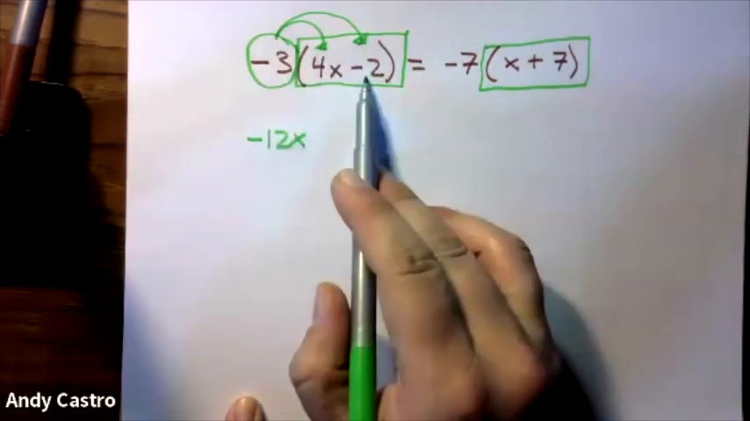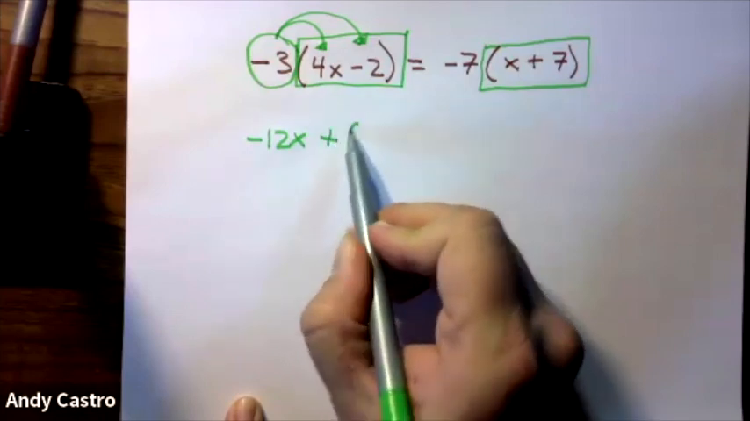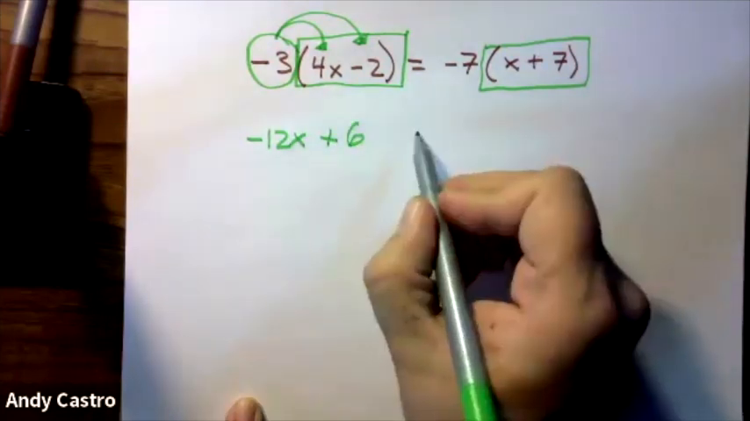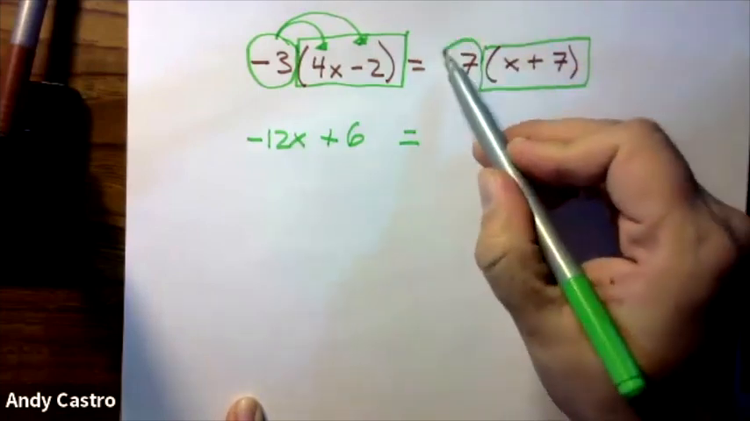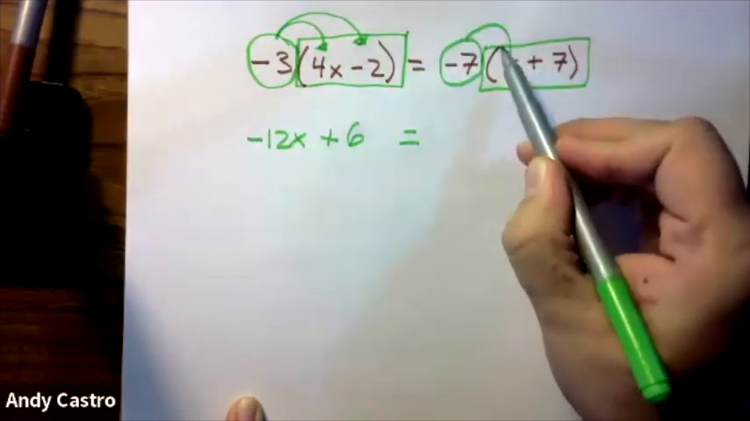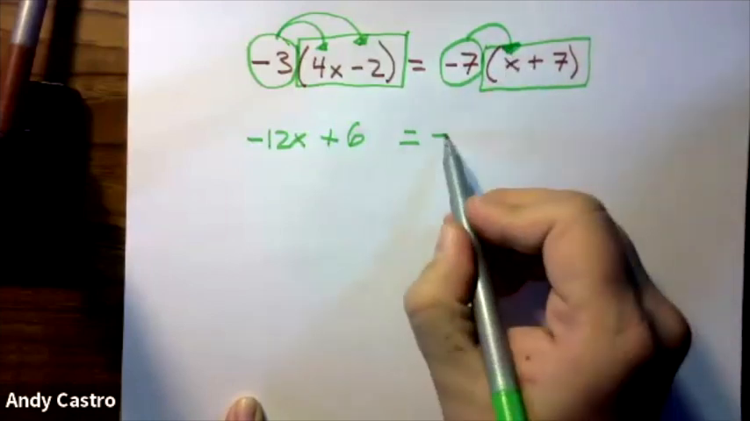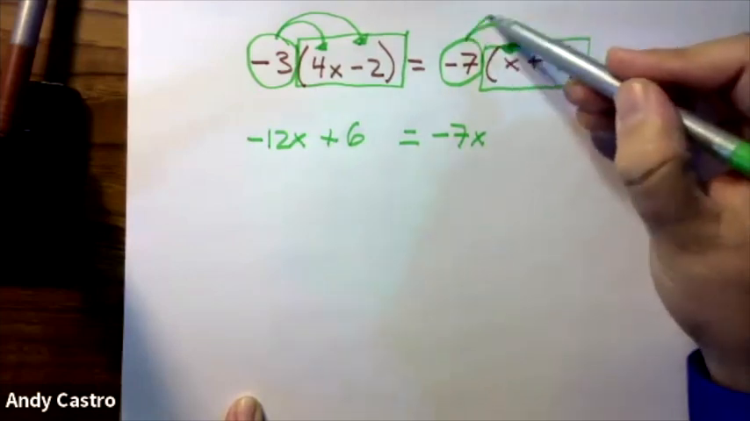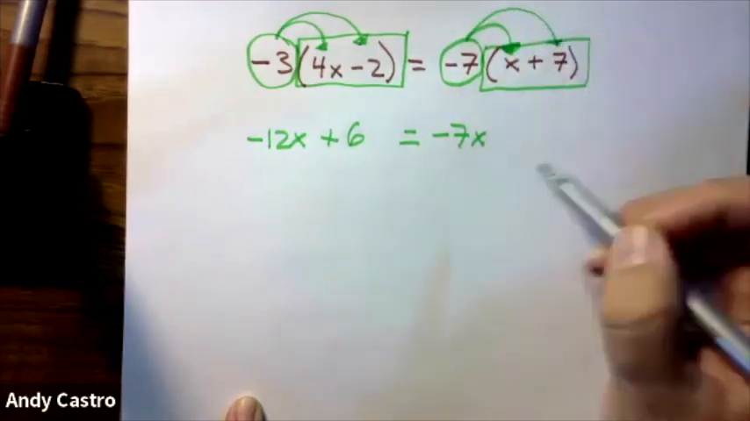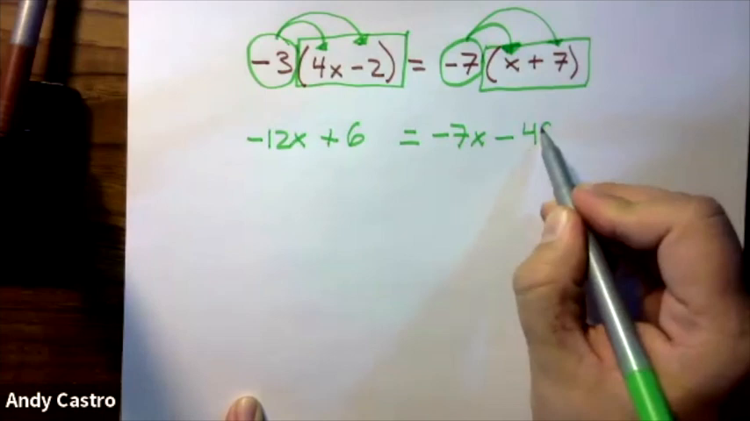-3 times -2 is +6. I'm going to do the same thing here on this side. -7 times x, -7x. -7 times +7 is -49.